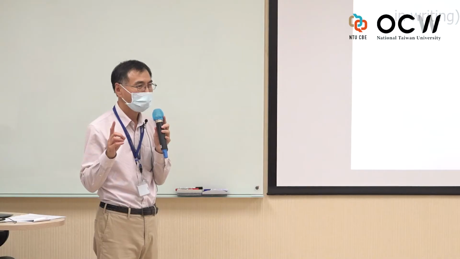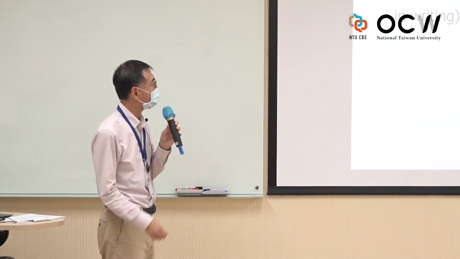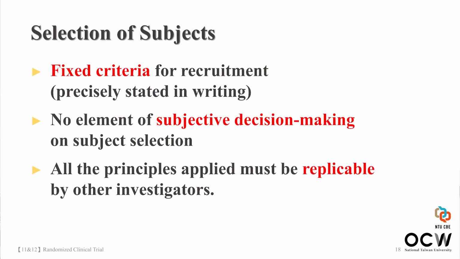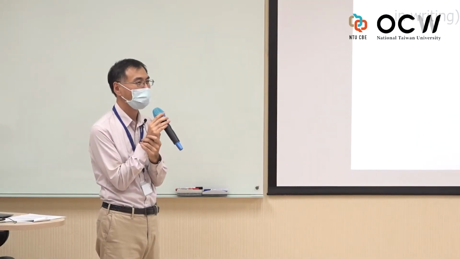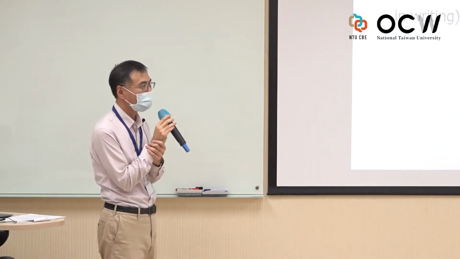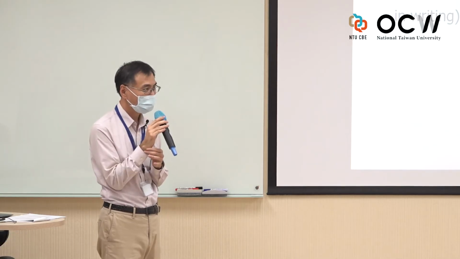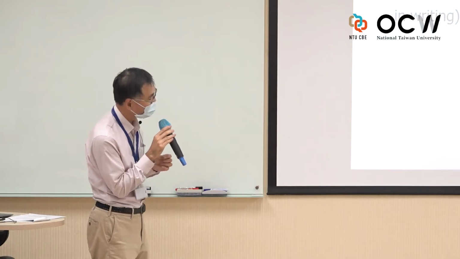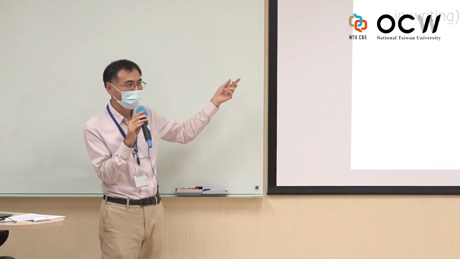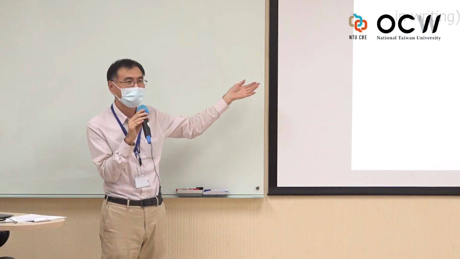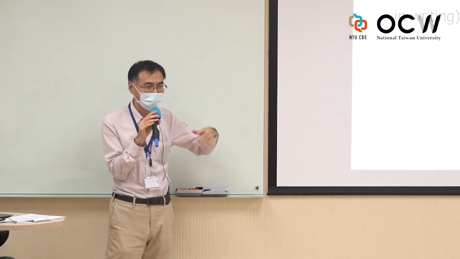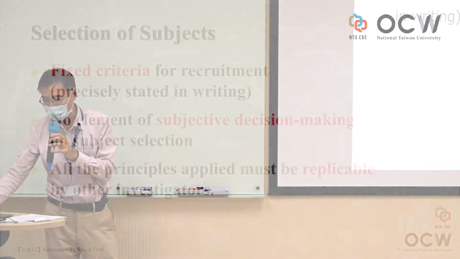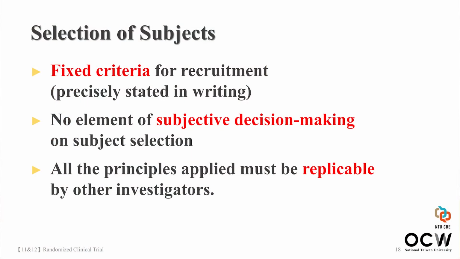Okay, first of all, it's very important to make sure that you have fixed the criteria for recruitment. It'll be better to write it down in a document, and don't change it during the process of your research. If you do, it will be a potential source of what? Selection bias, right? Like what we do for case control study, we have to make sure that the definition of a case doesn't change from the beginning to the end of data collection. And there's no element of subject decision making on subject selection.